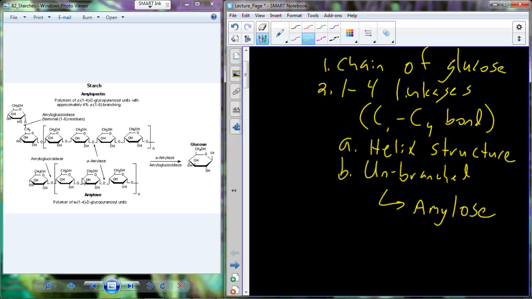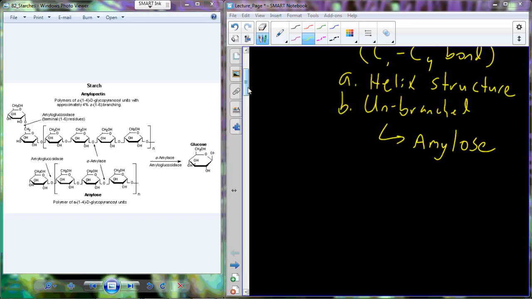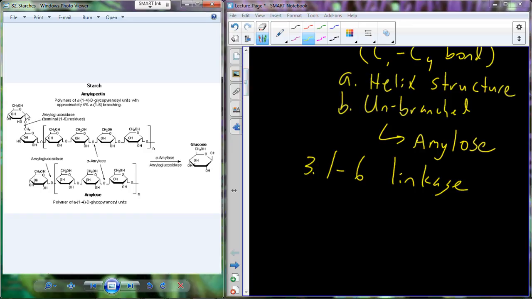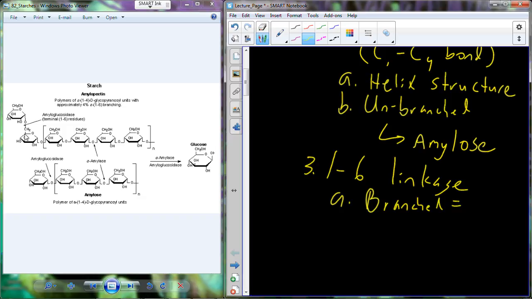Now, I can also begin to look at the sixth carbon, and I can add monomers off of six carbons. As I start to do that, I deviate from that linear structure. So if I add in a second linkage, a 1,6 linkage, now I have a molecule that still has the 1,4 linkages, but I'm adding in a 1,6 linkage. That 1,6 linkage begins to create branching. So I could create a branch.